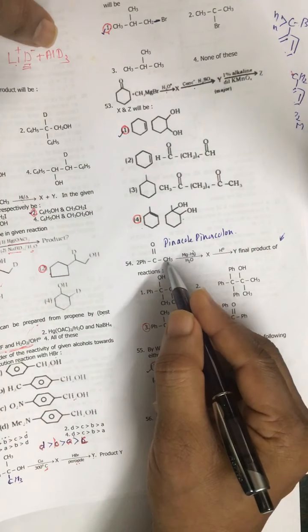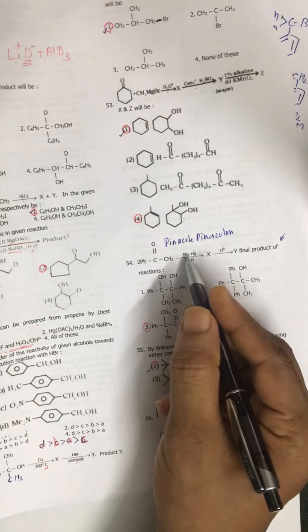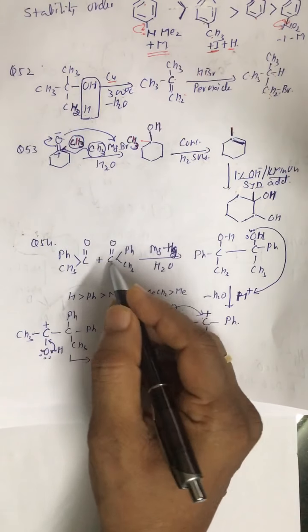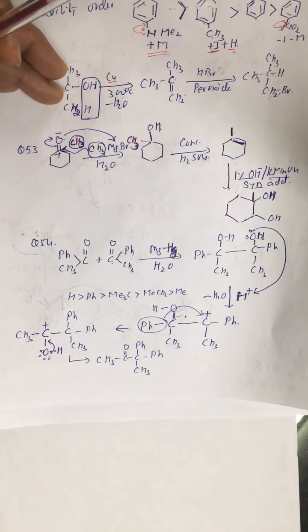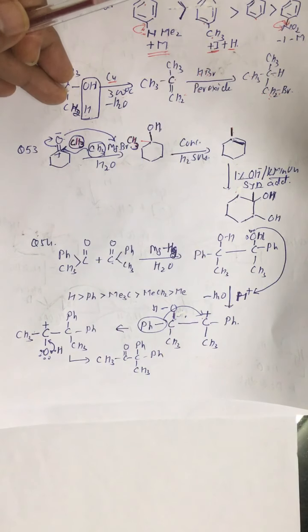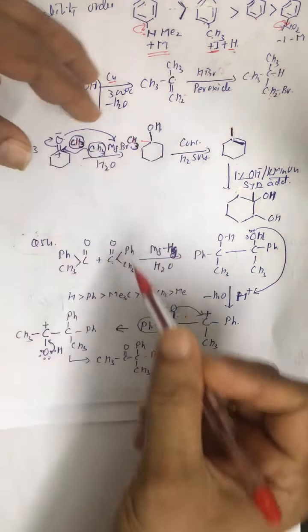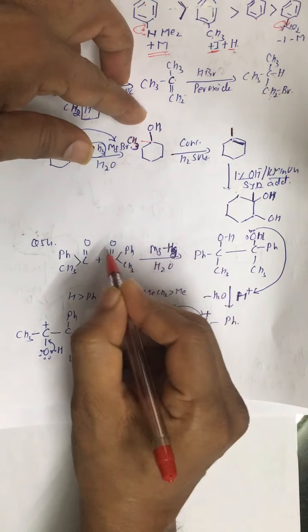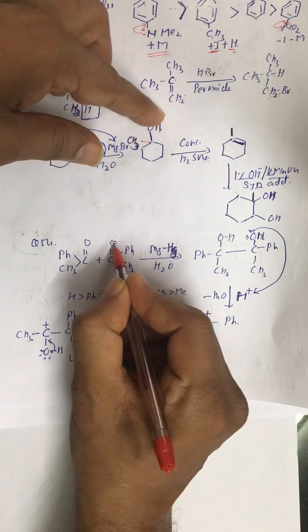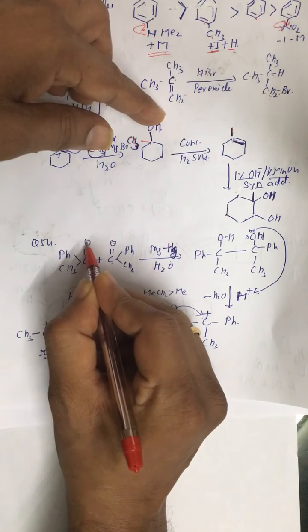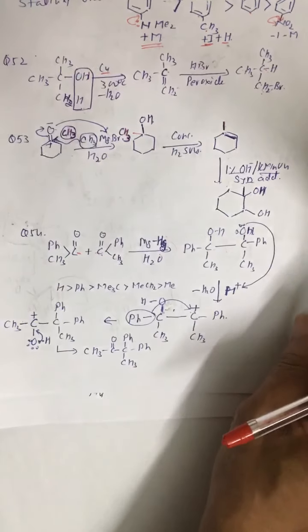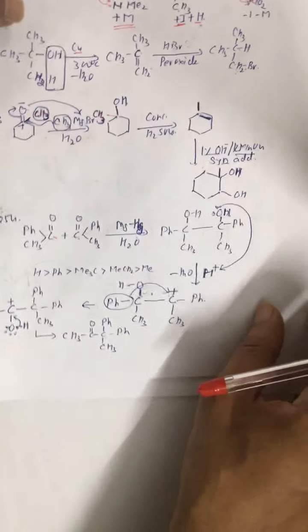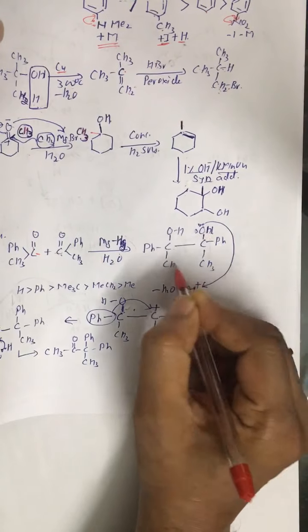this combination behaves as a reducing agent. It produces hydrogen, and these are the two acetophenone molecules. This reducing agent converts the C double bond O to OH. This is also converted to OH, and these two carbons get joined, and this product is called pinacol.